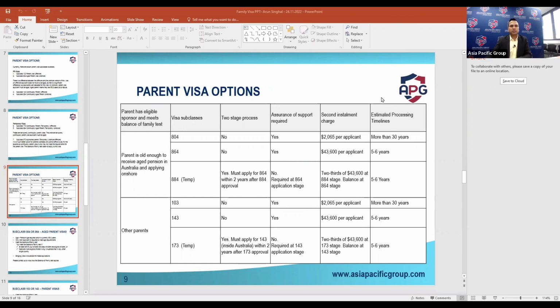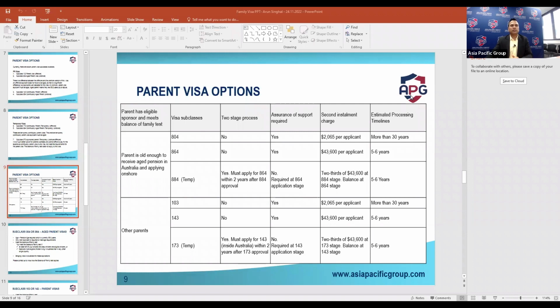Okay, Mogiz Ali, how much is the processing time for the spouse visa? So for the spouse visa currently, in the first stage the government is taking 9 months. And the second stage is mandatory from the date of visa; it must have been 24 months. Before that, they cannot consider by law.